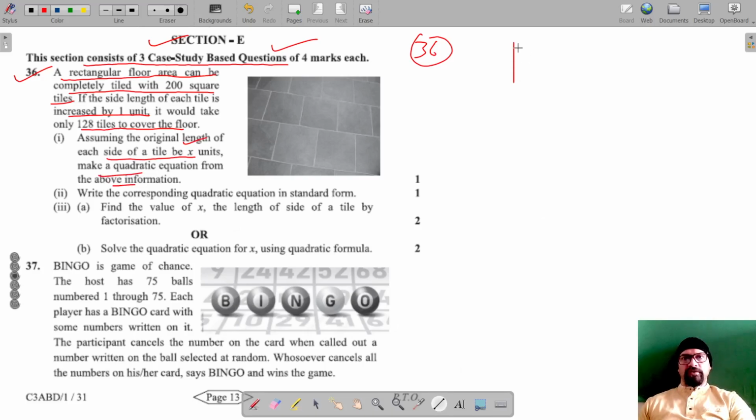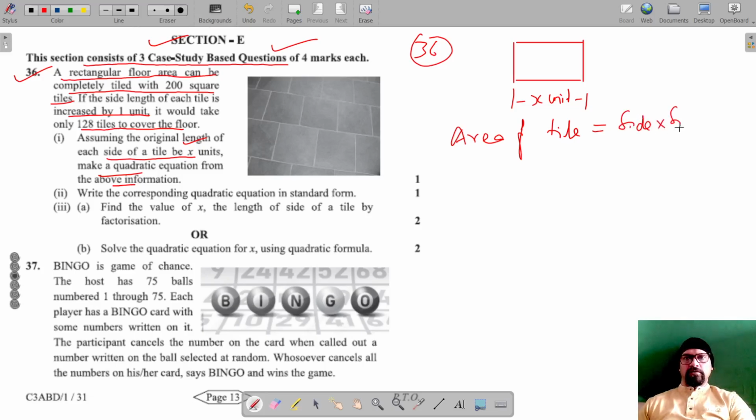Suppose this is the square tile, and the length of this square tile is x units. Now the area of the tile is equal to side into side, which gives us x square units.